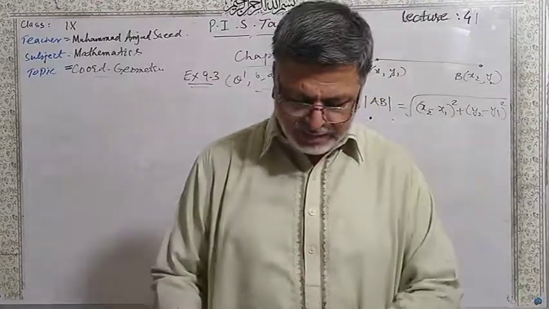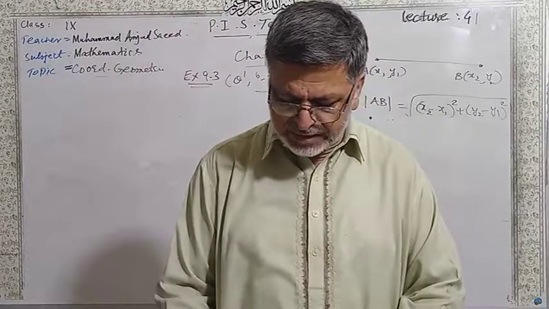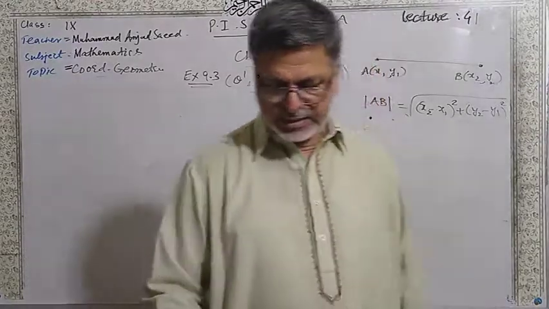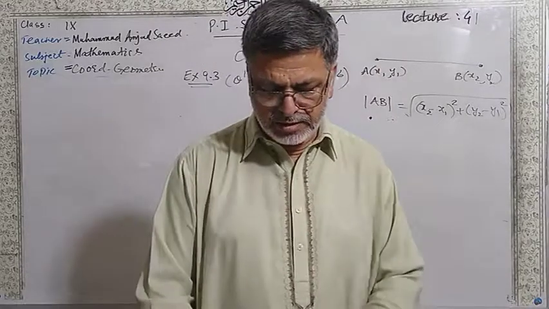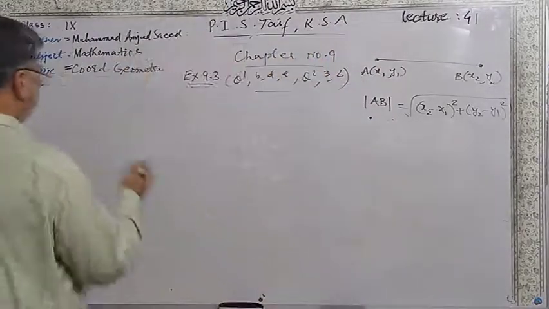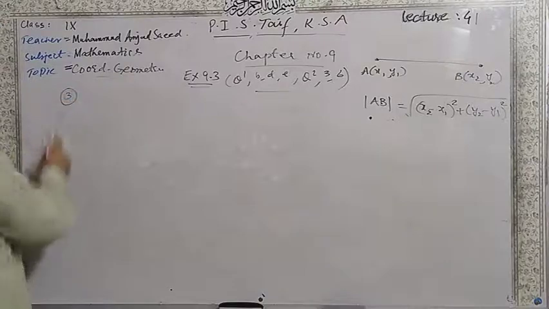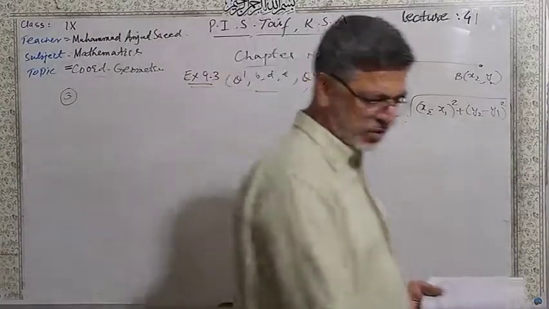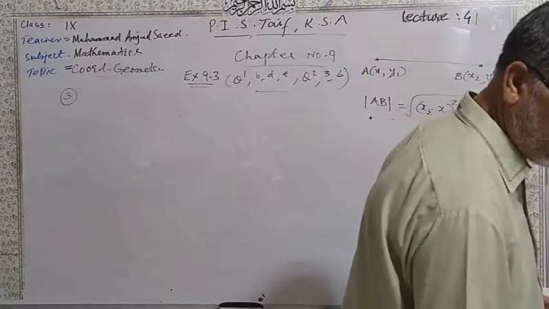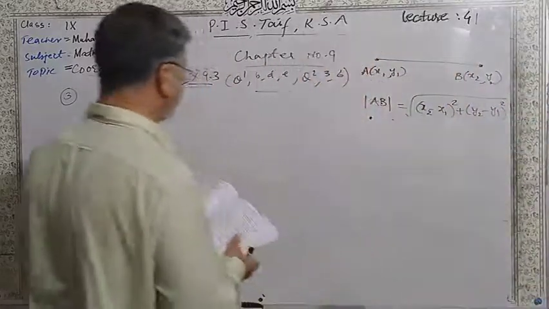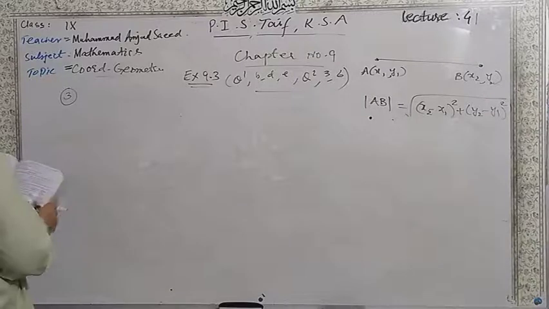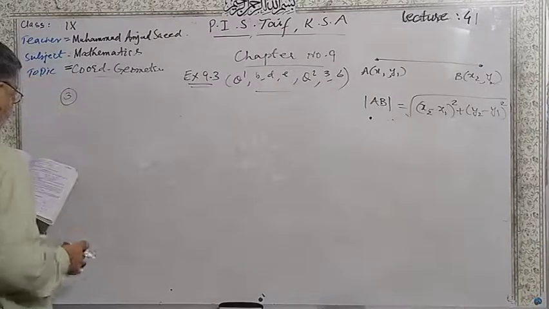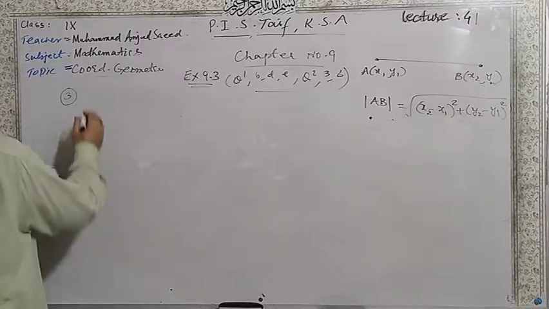Question number 3. Prove that the midpoint of the hypotenuse of a right triangle is equidistant from its three vertices P, Q, R. Dear students, first of all, you will draw a rough sketch.